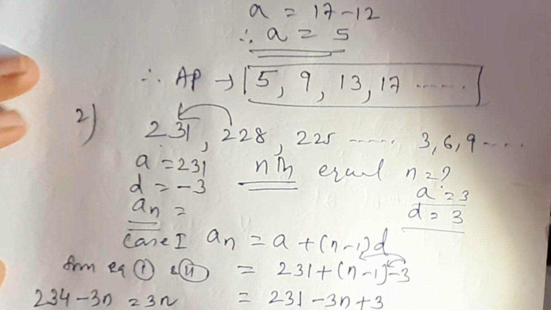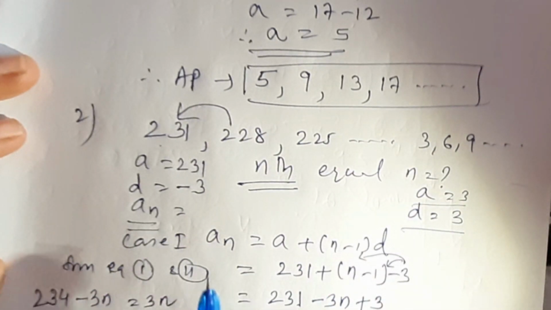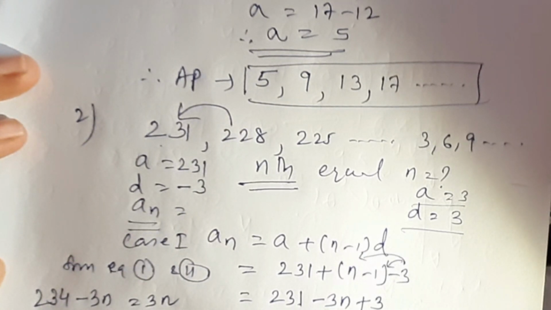This type of question can be asked where they give two sequences and ask for when the nth terms are equal. So we find the nth term for both the APs, then we compare them. In this way we can find the value of n. So this is also one of the important questions of this chapter.